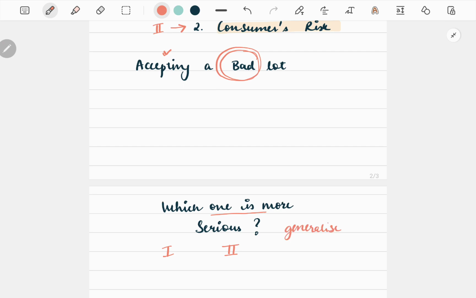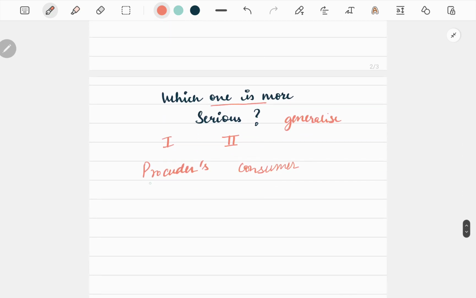However, if in exams you are directly asked whether producer's risk is more serious or consumer's risk is more serious, in that case you will say that producer's risk is more serious, because it will have some economic impact.